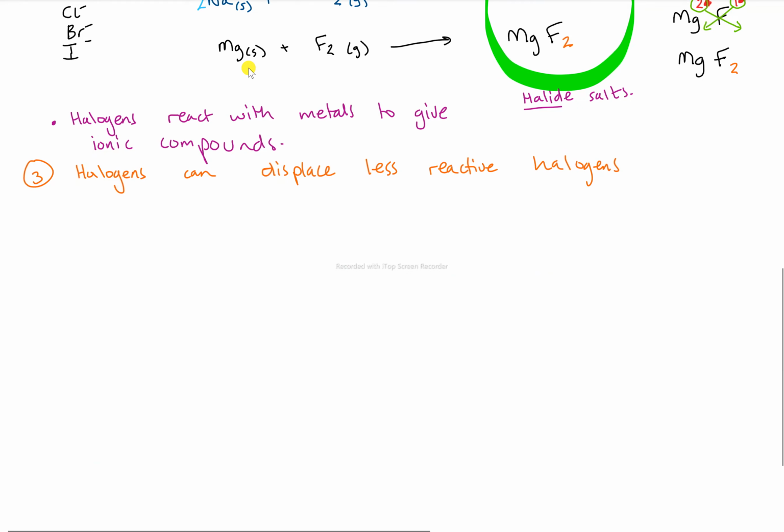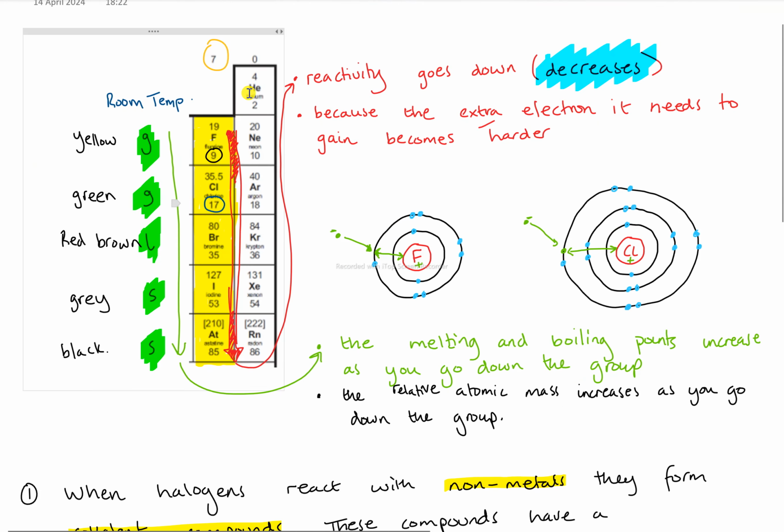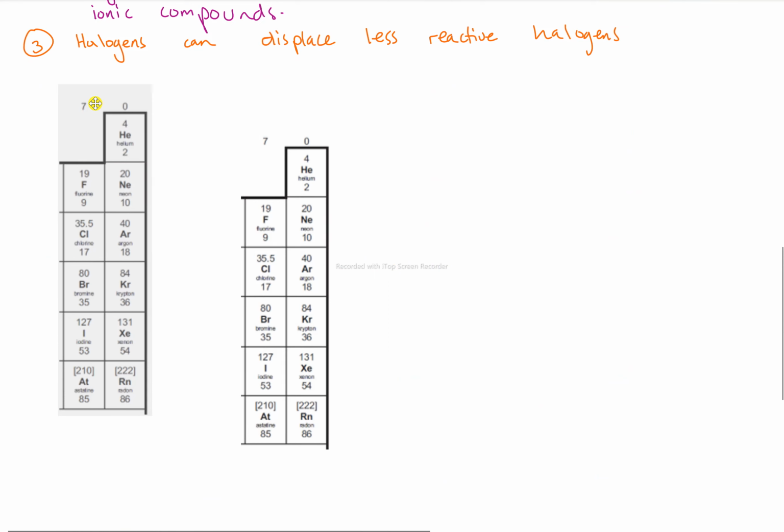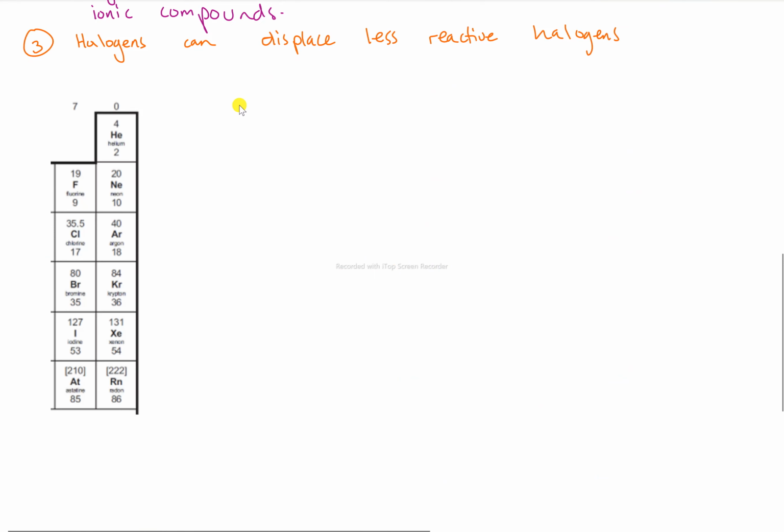Now, what that means is, let me just see if I can get hold of that here, it might make it easier to see. Right, okay. So this is most reactive, and all the way down, this is least reactive.